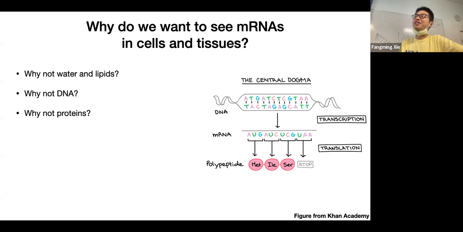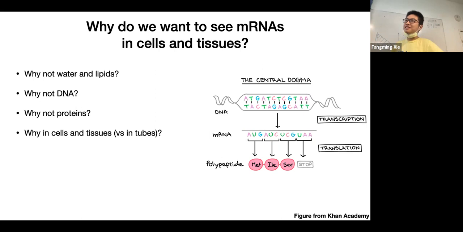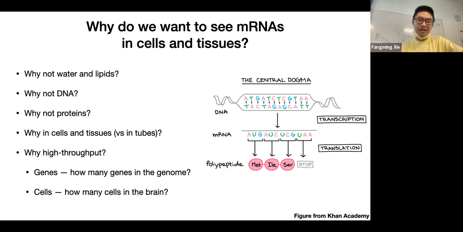Why in cells and in tissues? Why do we want to show the whole mouse brain with its integrity versus just dissociate cells and measure them in some tubes? As you can appreciate, you need the spatial information and the context to understand biology. If you scramble the brain into a dish or something, it's no longer a brain. And that also explains why we need high throughput, both in cells and in genes.